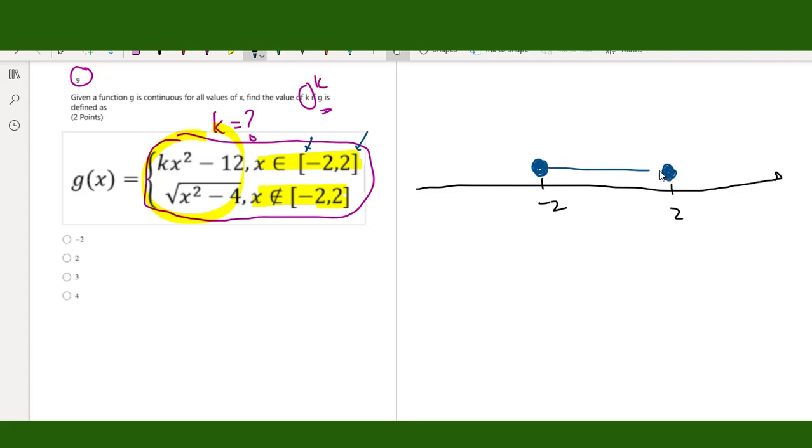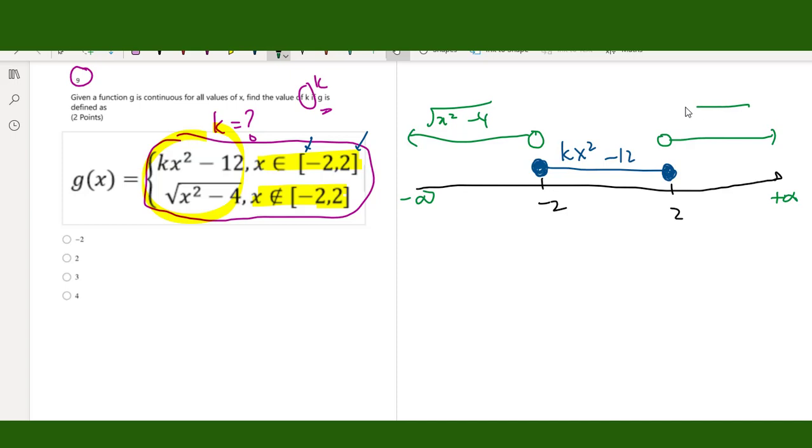So then, the function is kx squared minus 12 on the interval with the empty circles. When x is not in this interval, from negative infinity up to negative 2 excluded, and from 2 to infinity, the function is the square root of x squared minus 4. So from the piecewise function, change to a number line and check.